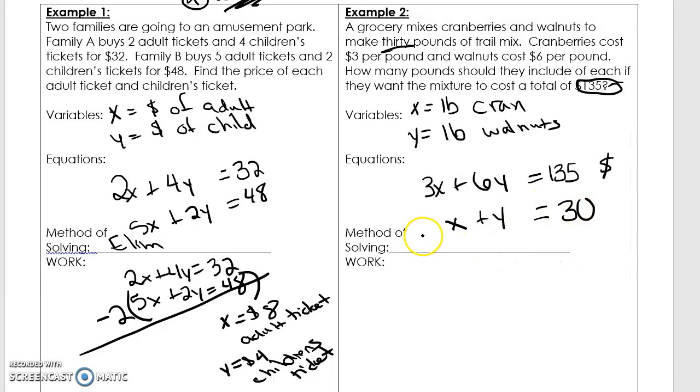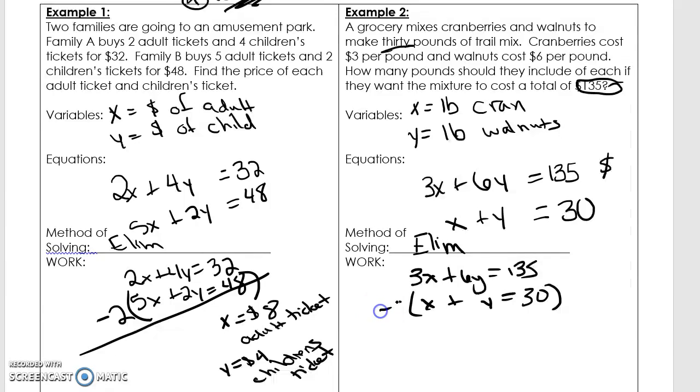Okay, again, you can pick your method. I would pick elimination. I think it's going to be the easiest form. So 3x plus 6y equals 135. X plus y equals 30. Again, your choice. You can multiply by or work with whatever you want. I'm going to multiply by a -3. That'll get my x's to cancel out. So if you can go ahead and pause the video, give the kids a chance to solve this, and then I'll be back and give you the answer.